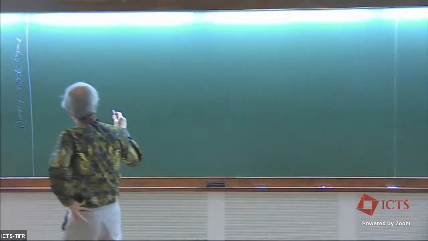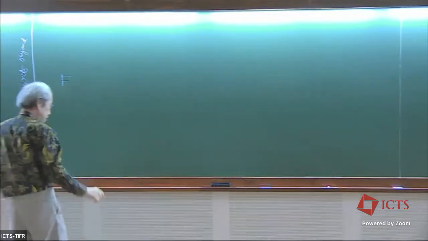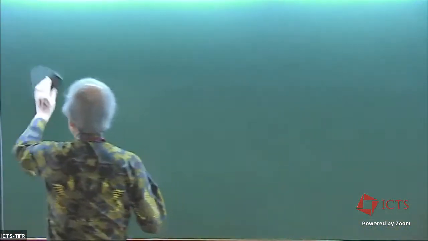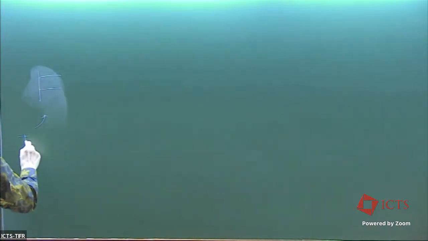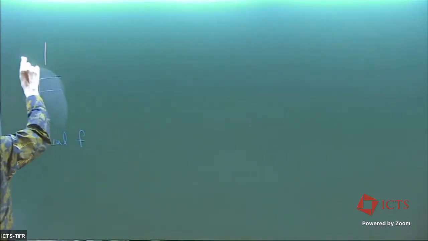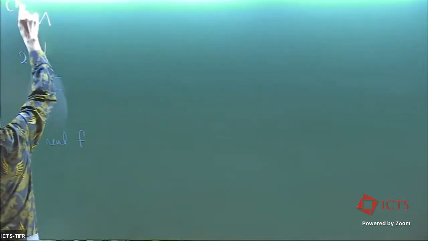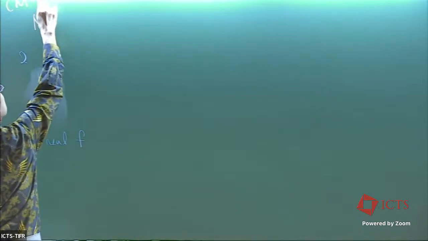So I start with some notations. I need to fix a totally real field F, maybe small. So this is a totally real field of finite degree. And over that, I fix the quadratic extension M, that is a CM extension, CM quadratic.